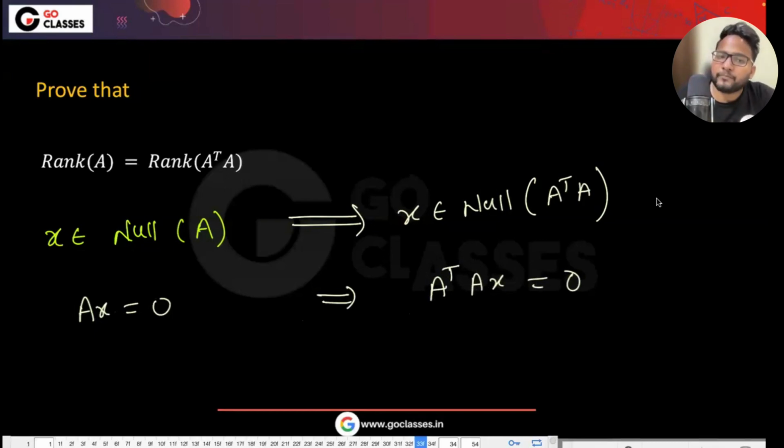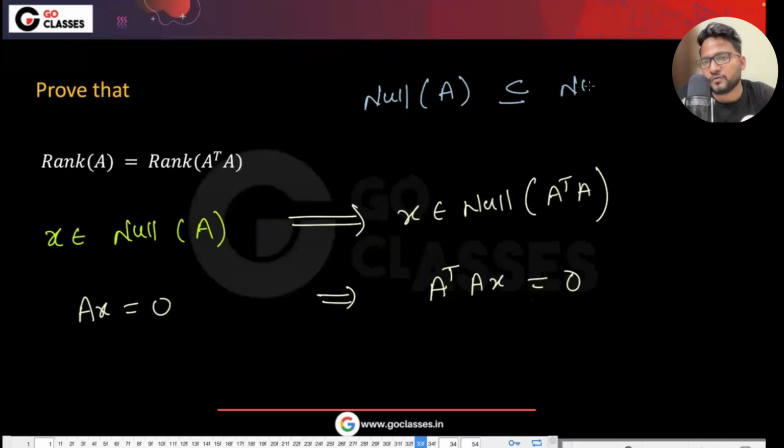So from here, regarding the nullity, or regarding the null space, whatever you like to call it, you can say that the null space of A is a subset of the null space of A transpose A, right? That means all the vectors that are in the null space of A are surely there as well, isn't it? Let me know if that is fine.